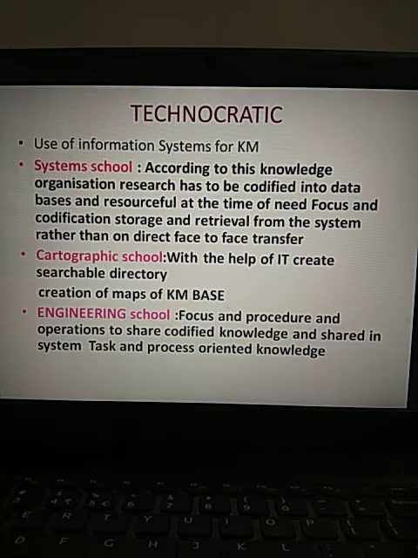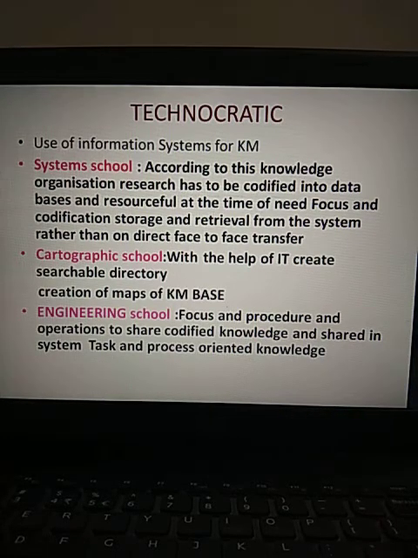Systems school. According to this, knowledge organization research has to be codified into databases and resourceful at the time of need. Focus on codification, storage and retrieval from the system rather than direct face-to-face transfer. So the cartographic school. Here what is happening? With the help of IT, create a searchable directory, creation of maps, and the knowledge management base. So under the engineering school, what is going to happen? The more focus will be on the processes, that is focus on procedures and operations to share codified knowledge and shared in the system. So here the task and process oriented knowledge is going to be considered.